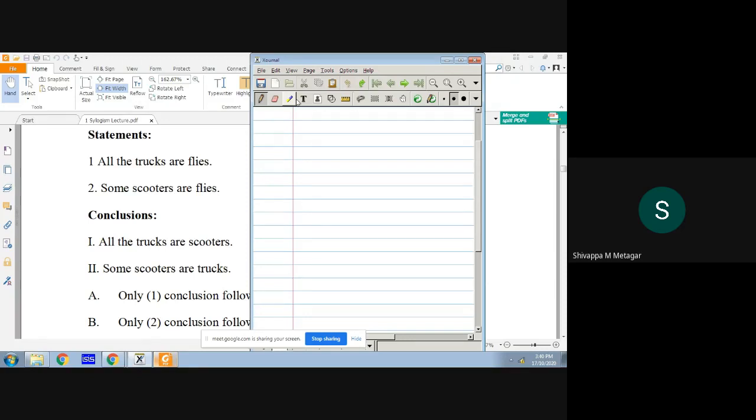Here, what is the problem statement? All the trucks are flies, some scooters are flies. And the conclusions they have given: all the trucks are scooters, some scooters are trucks. First you have to draw the Venn diagram based on this, then you have to find out the answer for these conclusions.